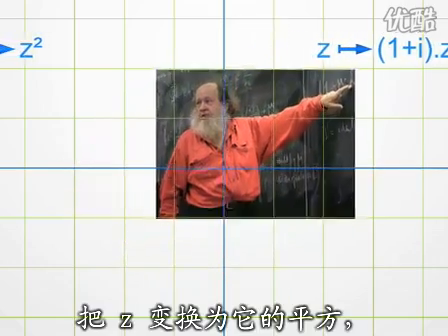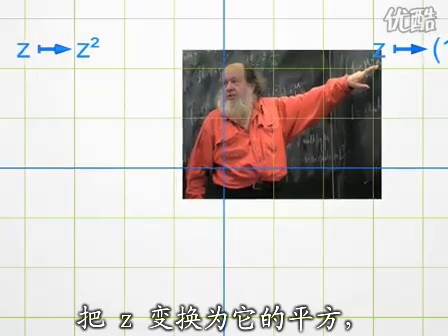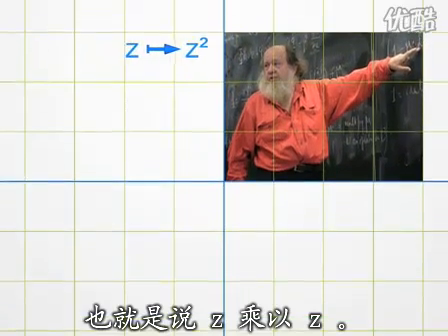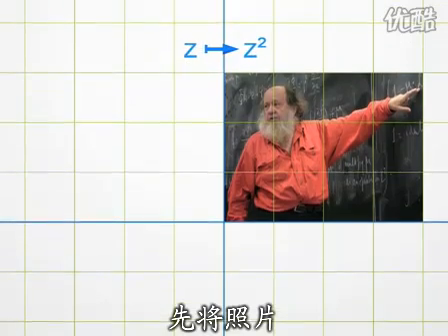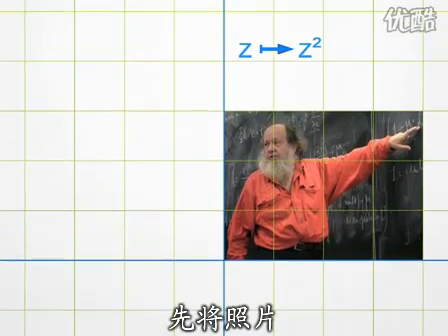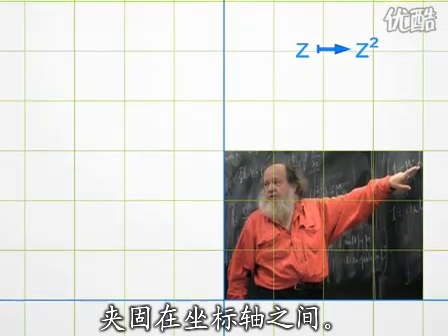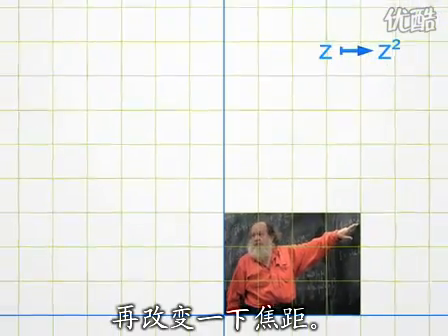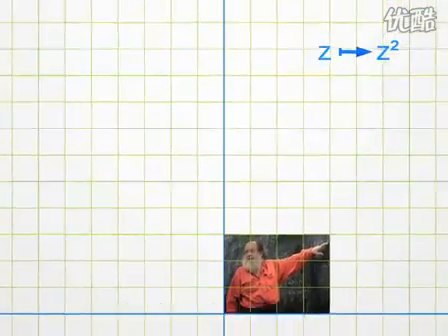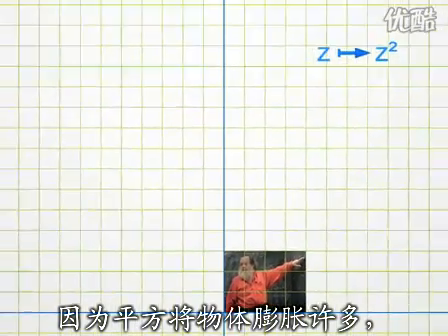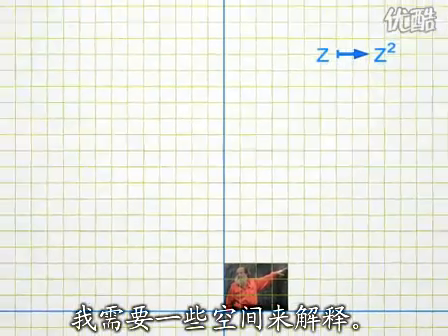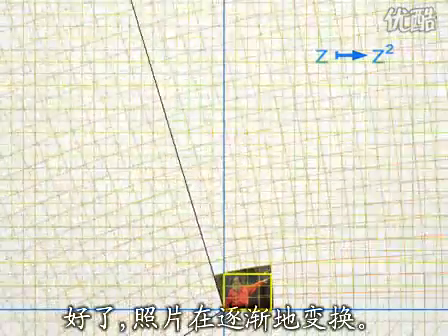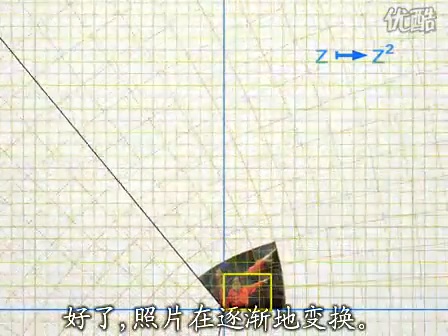More interesting. We are going to transform the points z into their squares, z multiplied by z. Let's begin by placing the photo in a suitable place, flush against the coordinate axes. Then I zoom a little bit, since the squaring process will change the size of things, and I need space to show you this. OK, now we can transform the photo progressively.